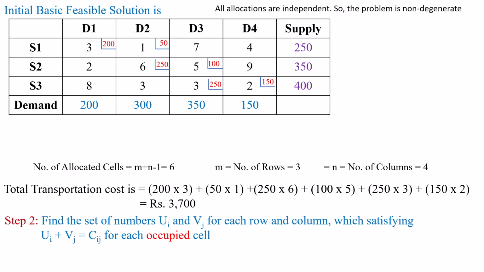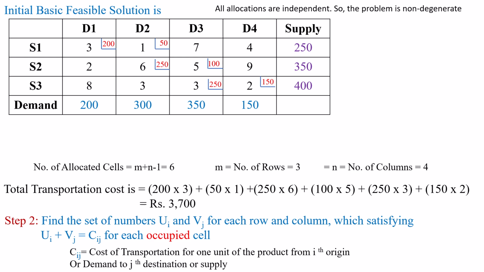Next step is to find the set of numbers ui and vj for each row and column, satisfying ui plus vj equal to cij for each occupied cell. Here cij equals the cost of transportation for one unit of the product from the ith origin to the jth destination.